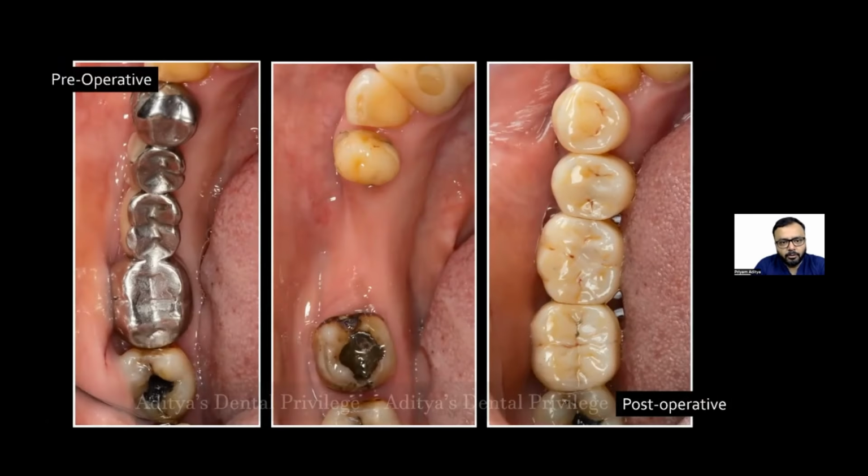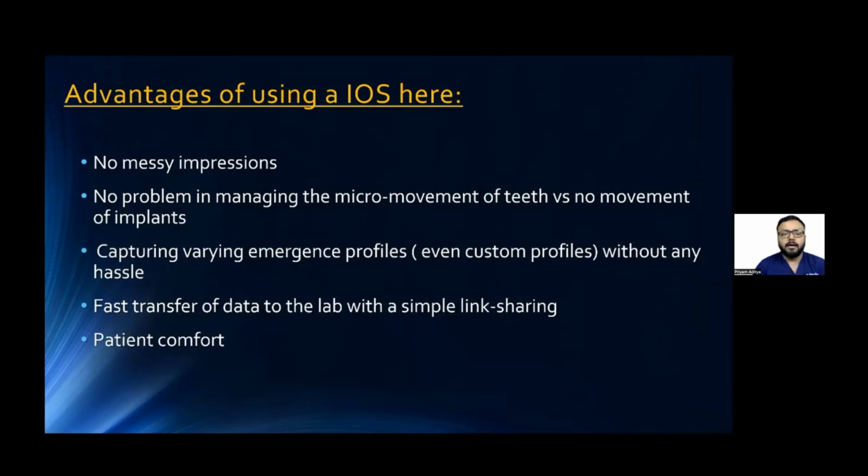So from an old bridge which broke, to a pre-op condition where there was nothing in the center, to having 4 single crowns, the journey is comfortable because it's a digital journey starting with an intraoral scanner. So advantages of the intraoral scanner in this particular case was that there were no messy impressions, especially in perio patients, older patients where there's a lot of interdental spaces.